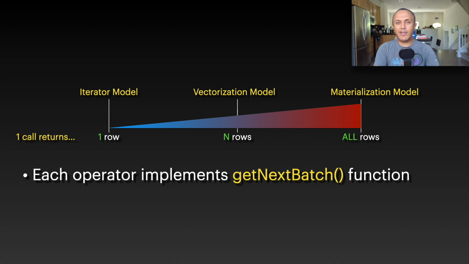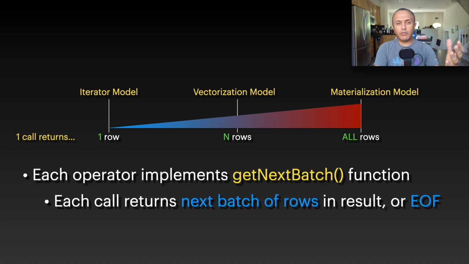So the API now is a little bit different. It's called getNextBatch. Of course, just to clarify, you might see different names in different implementations or in different databases. All these functions may be called something different, but you get the gist of what it means. So getNextBatch, each call returns the next batch of rows or next group of rows, until, of course, it reaches the end, then it will return end of file like we've seen before.